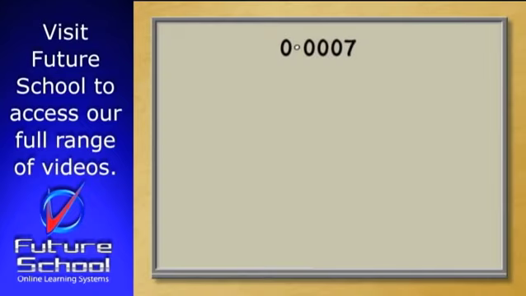So if the decimal point is moved 4 positions to the right, you'll be multiplying by 10 to the minus 4. For example, the decimal 0.0007 equals 7.0 times 10 to the minus 4. The point moved 4 places to the right, so we multiply by 10 to the minus 4.